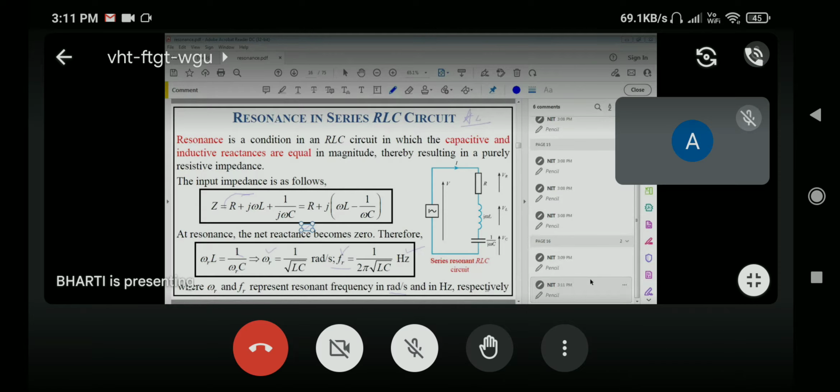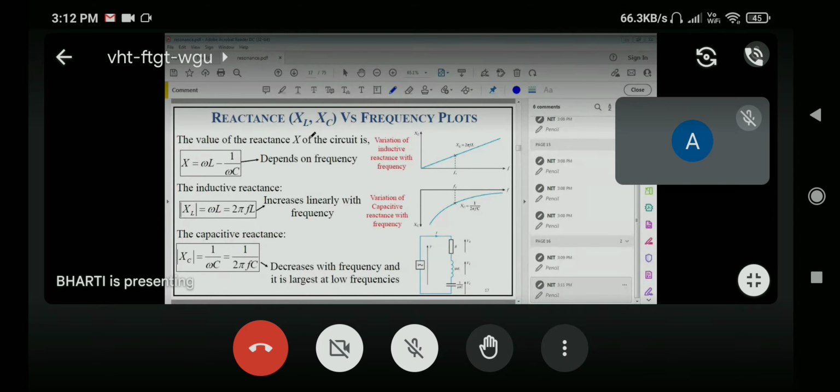So this is what you need to remember: if anybody asks you for the value of the resonant frequency, in terms of omega R it is equal to 1 by under root of LC, and if you are talking of FR, the resonant frequency in hertz, then it is 1 by 2 pi under root of LC. Okay, this you have written. This is clear to everybody? Yes, ma'am.